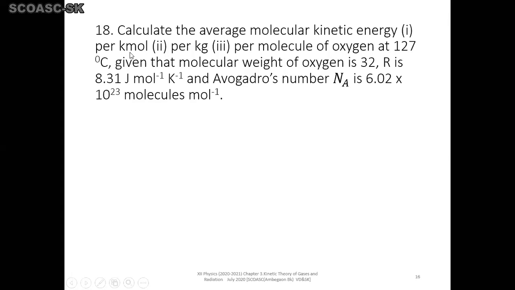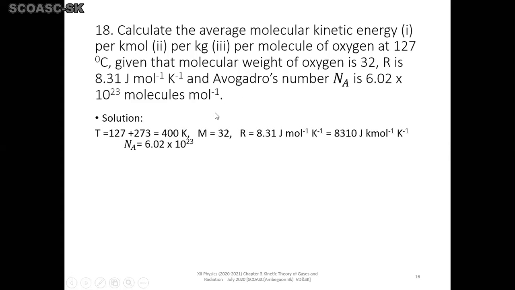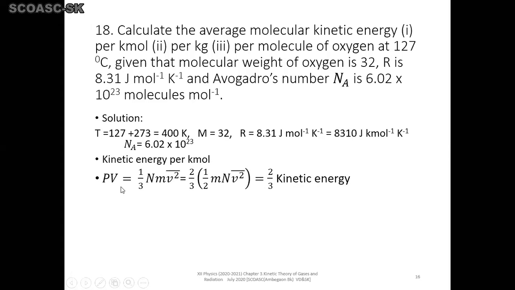The first answer that I have to find is per kilomole, right? So I am going to convert this into kilomole. Instead of mole, I'm going to use kilomole, right? Avogadro's number is also given, right? These are all the things that are given to me. This is what I have done, converted into joule per kilomole because I need my answer for kinetic energy per kilomole, right? Now let me go to the expression. This is the expression I had.